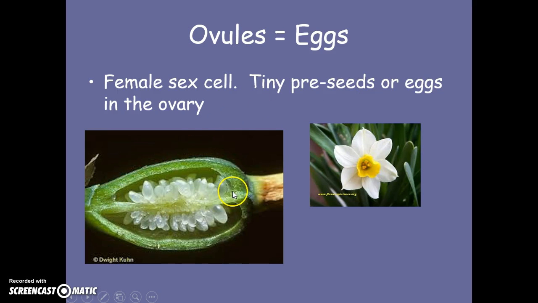So here's a cross-section of an ovary. So this whole thing here is the ovary, and these little things here are the ovules, which contain the eggs. And this particular picture of ovules is from a flower called a narcissus.